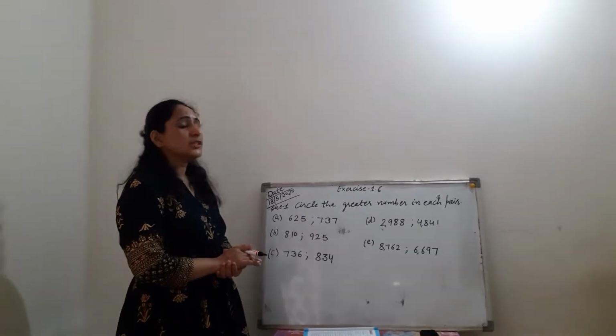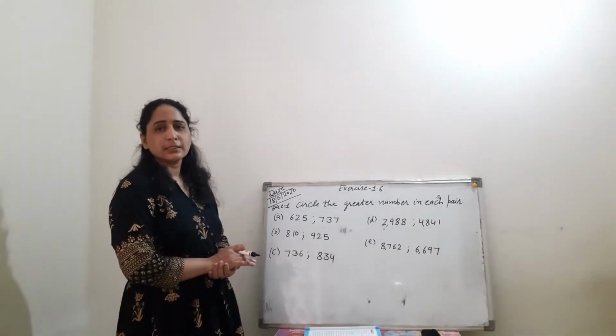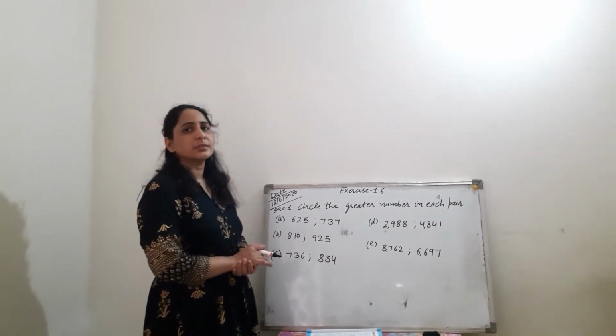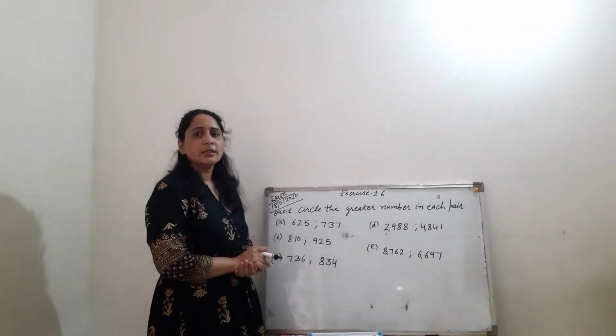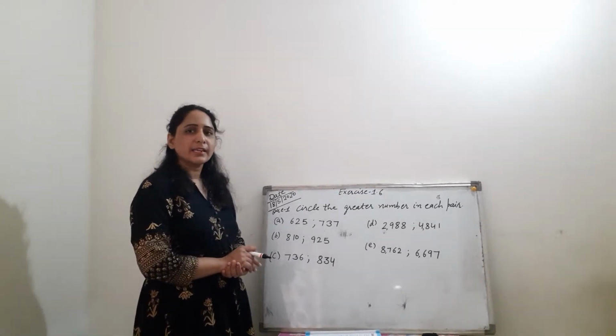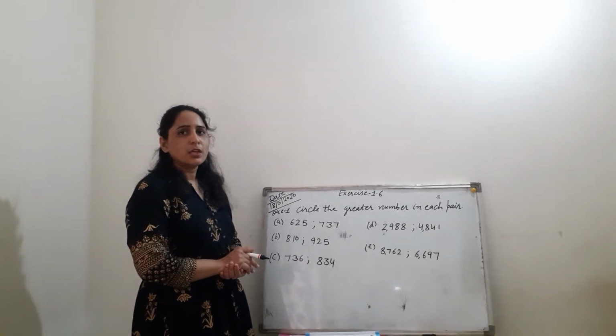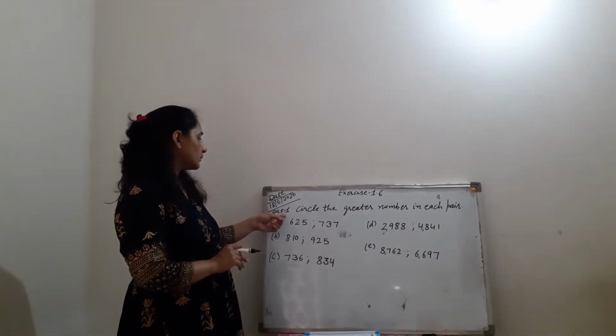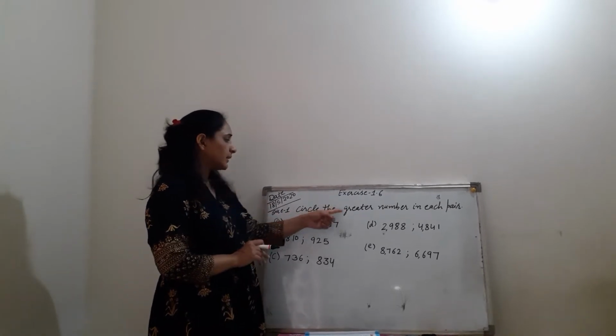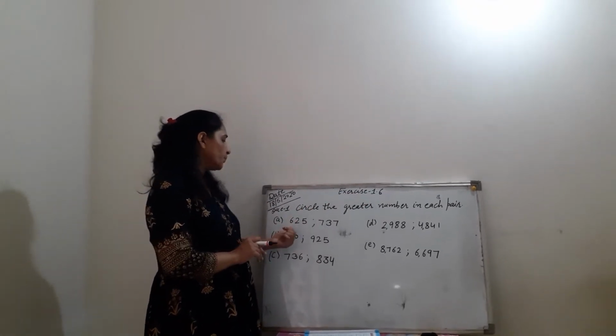In this exercise we compare the numbers: circle the smaller number, the greater number, how we use the signs of greater than, smaller than and equal to, and how we write in ascending order and descending order. So let's start. Firstly, question number 1 is: circle the greater number in each pair.